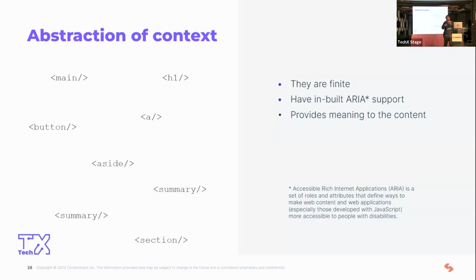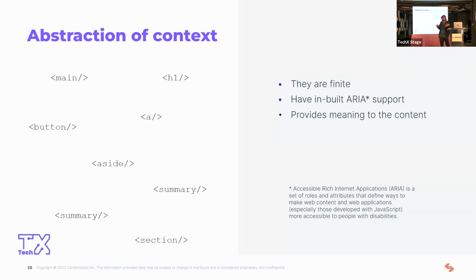Or let's say you want to build your own search engine, you want to parse your content, you can easily skip the content within the aside tag because we know it is not that important. Why? How can we do that? Because of this context.